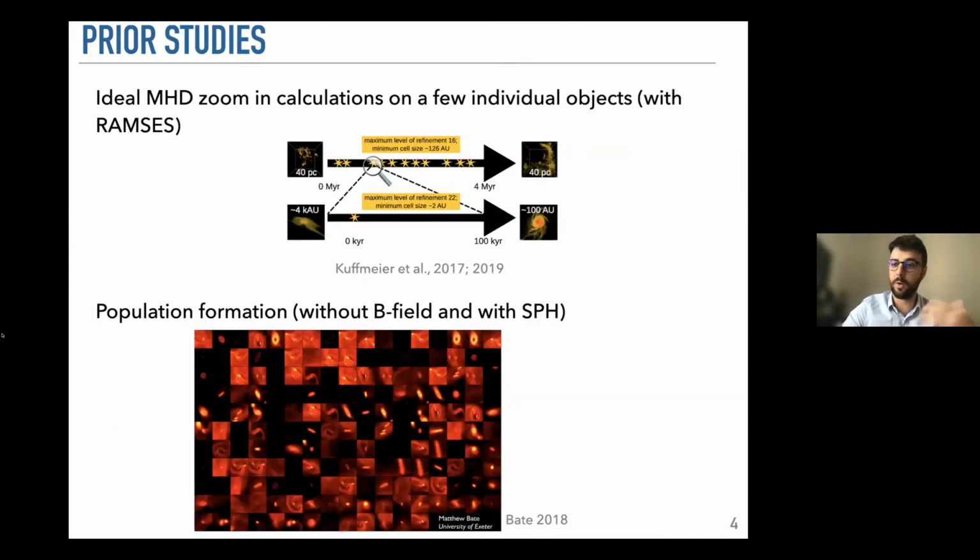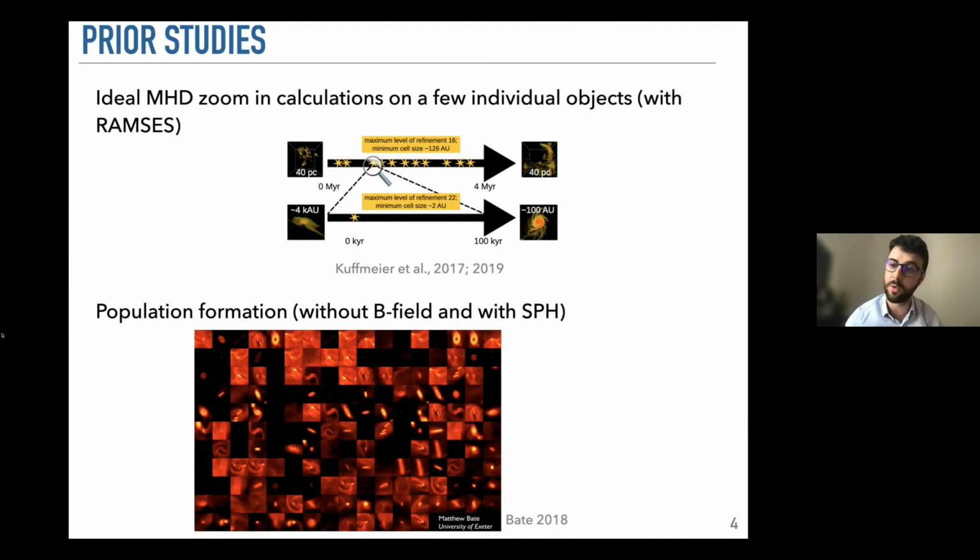So now what we want to do is to investigate, as I said before, disk formation self-consistently from the scale of molecular clouds. This has been started in the past with a few other studies. There were the zoom-in calculations of Michael Kuffmeier, where they focused on a few individual objects from the scale of a molecular cloud to the scale of the protoplanetary disks. But these simulations were performed in ideal MHD and, as I said, only focused on a few individual objects, which is not sufficient to form a population.